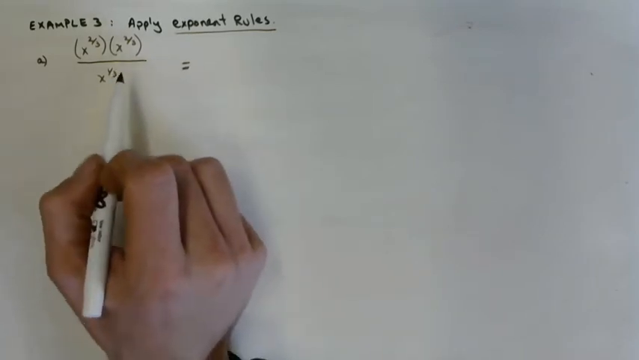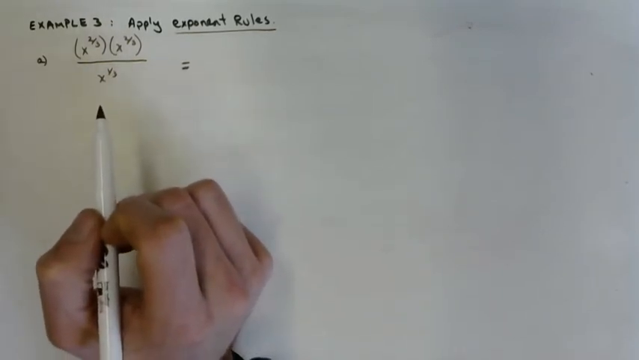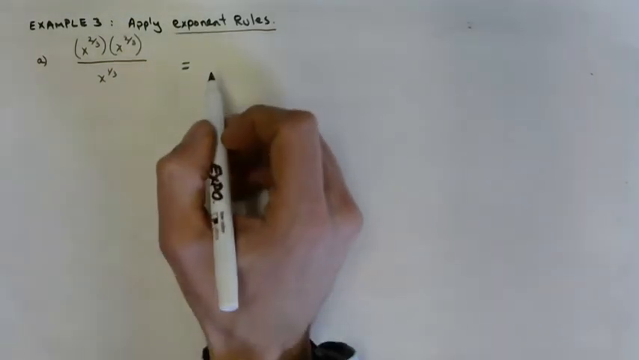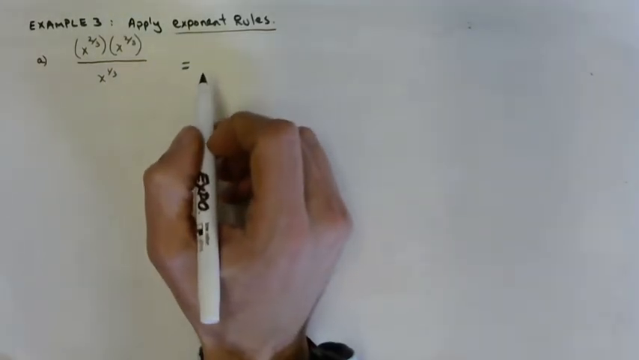But I would look at this and say, what can I do? How can I make this look easier? What would you do? Can you multiply the exponents?